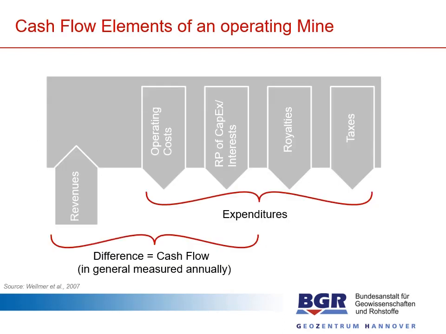Here you can see the cash flow elements of an operating mine. You have the positive cash flow, that is the revenues, but it's not the pure revenues. On the other hand, you have to subtract the operating costs, the repayment of the capital expenditure and interest. You have to pay royalties and taxes, and these are the expenditures, and the difference of the revenue minus the expenditures is the cash flow you are generating.